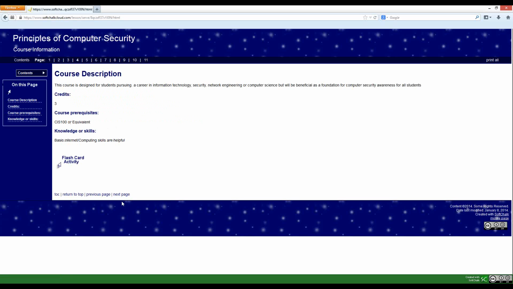And on this page here we have the course description. So again, some information about the course, typical of what you might see in a syllabus, but here for the student to review, also to have interactive checks at different points.